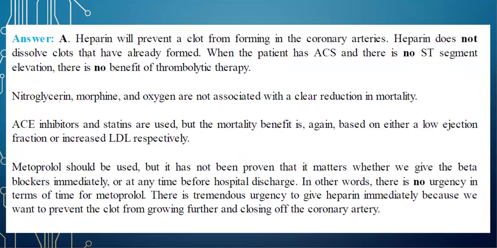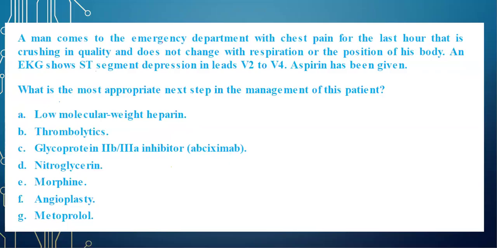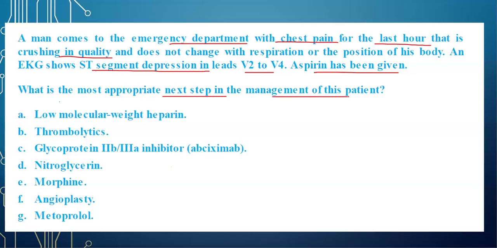Okay, move on. A man comes to the emergency department with chest pain for the last hour that is crushing in quality and does not change with respiration or position of the body. An ECG shows ST segment depression in leads V2 to V4. Aspirin has been given. What is the most appropriate next step in the management of this patient?